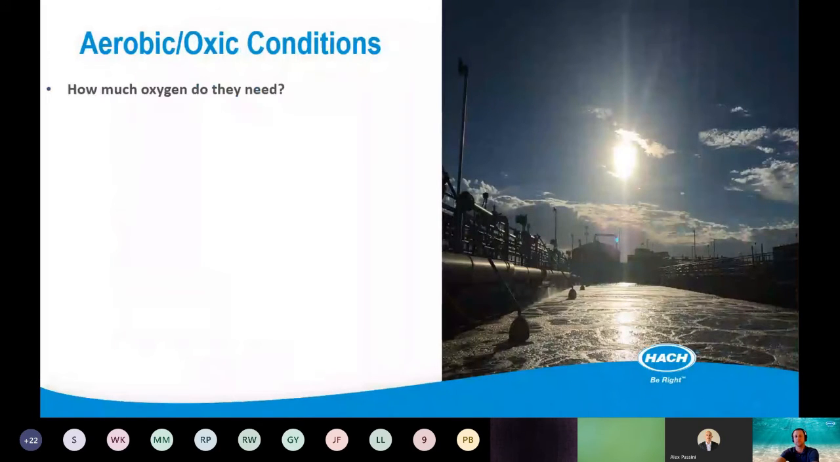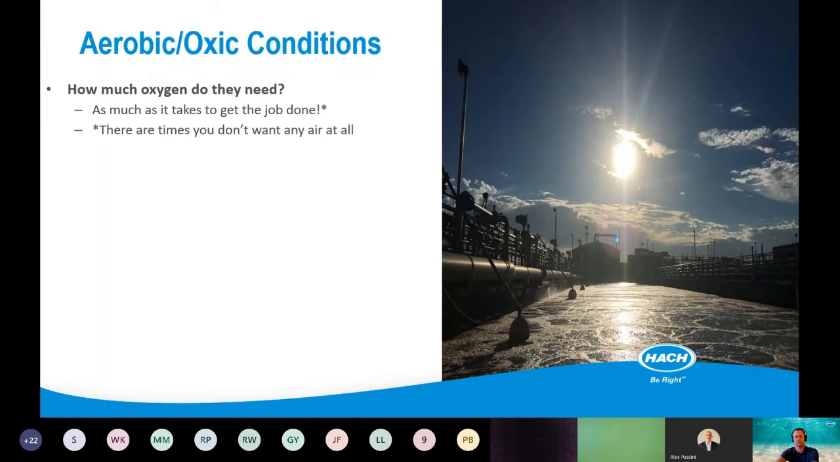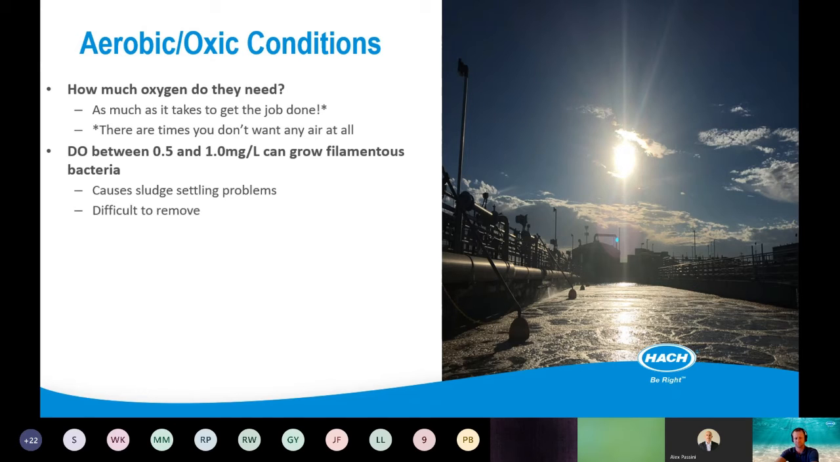So if we're talking about aerobic conditions and some of the key points that you might see, when we're talking about nitrifiers, we're always looking to see how much oxygen they need. And in many cases, we just describe it as much as they need. There are times when we may not have air in specific zones, and so nitrification doesn't occur.